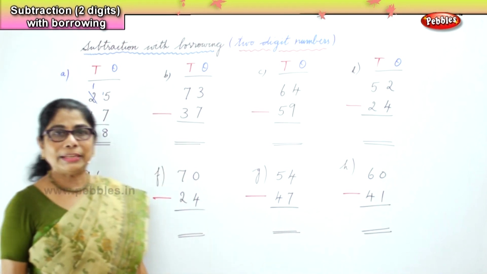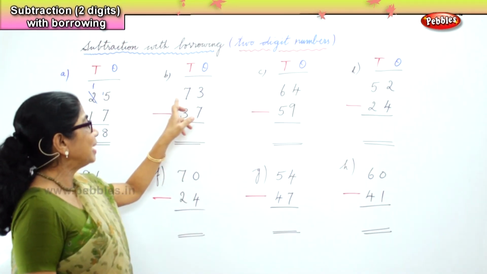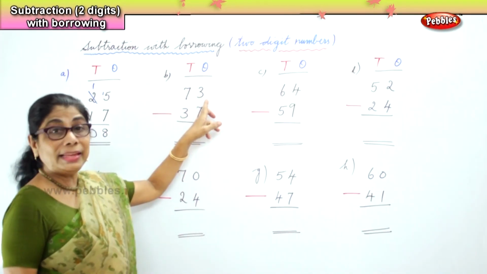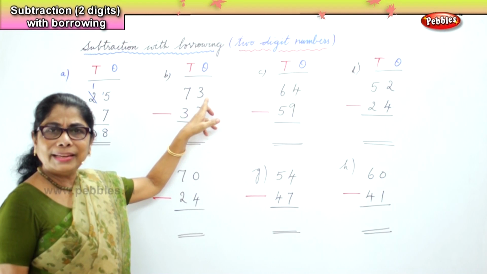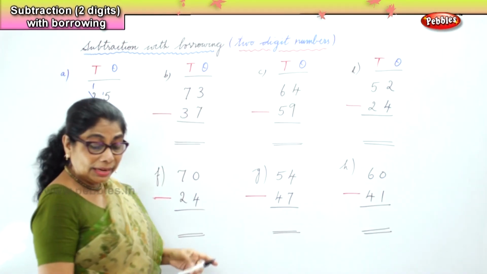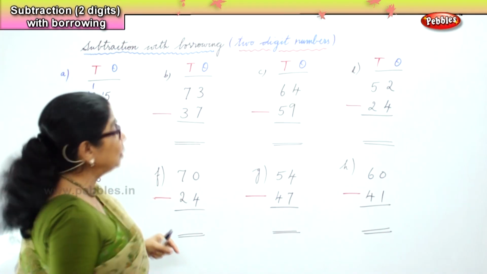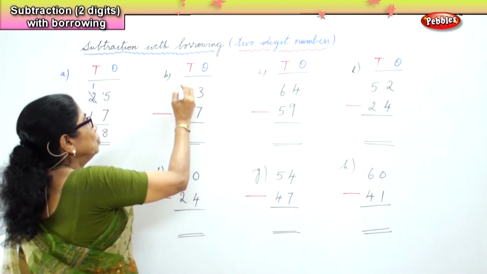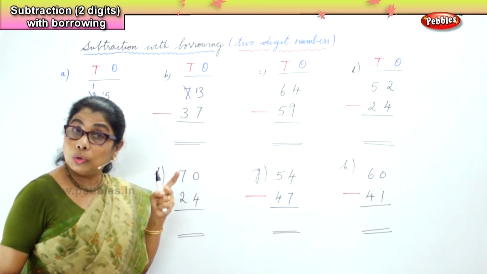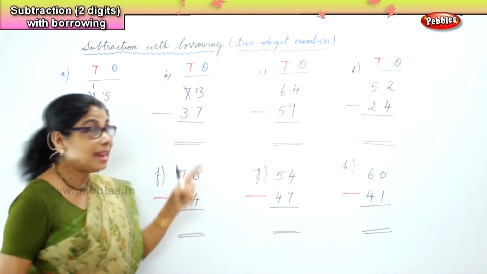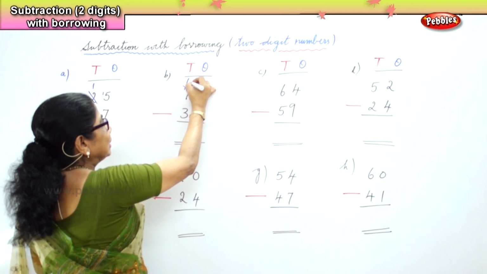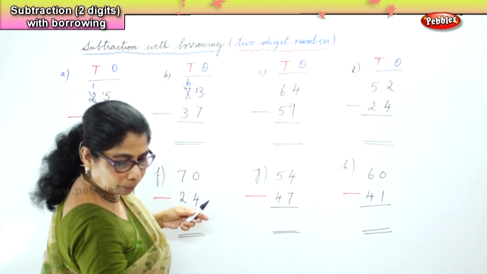And in the second sum, let's go to. You have 73 minus 37. Again, you have 3. You cannot say 3 minus 7. No. 3 is small number, 7 is big number. When it comes to like this, you need to borrow. So you borrow 1 from here and you make it 13. 10 brought to the ones place, 10 plus 3, 13. So 7 take away 1 is 6. Put the 6 on the top.